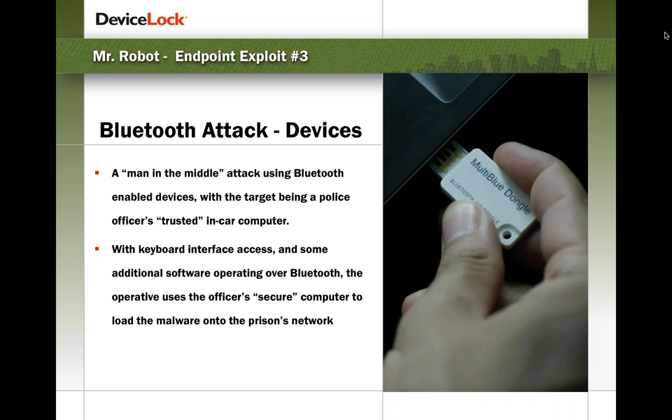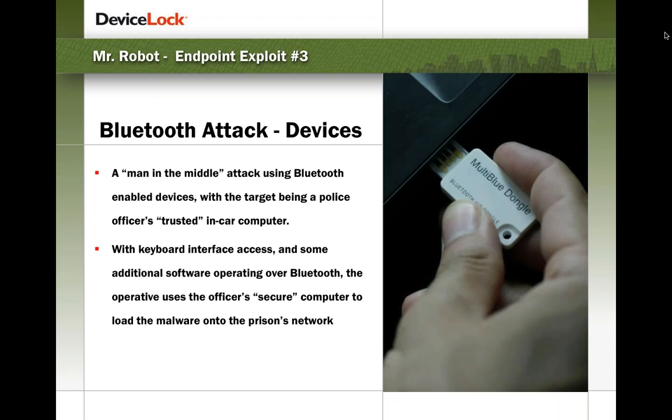This device is able to translate between different software and hardware that uses Bluetooth to connect to other devices. So in this episode, the hack was successful, the malware was loaded on the prison network, and all the cell doors were opened automatically at 9 p.m. So when you think about this hack, two vulnerabilities were utilized: the unsecure Bluetooth protocol and the human vulnerability of distraction by the attractive F Society operative engaging the officer's attention away from his computer.